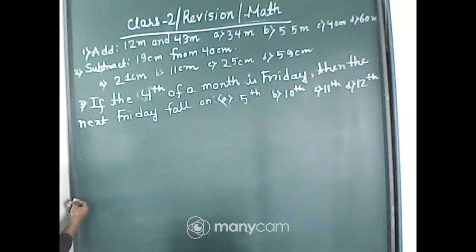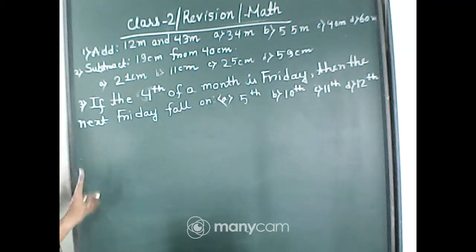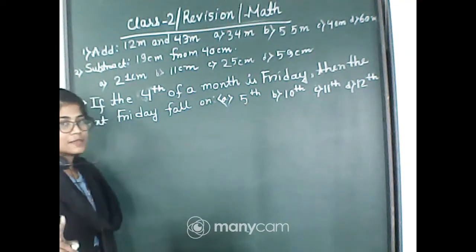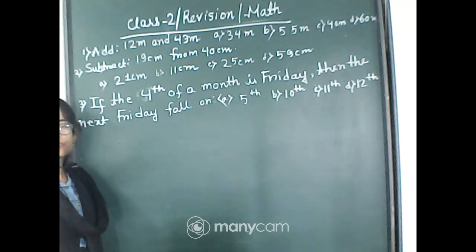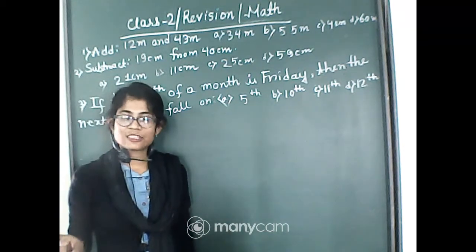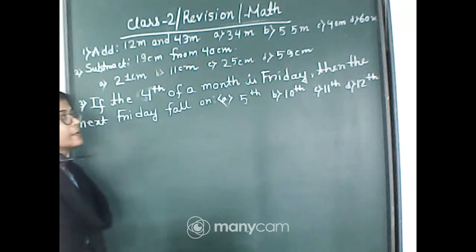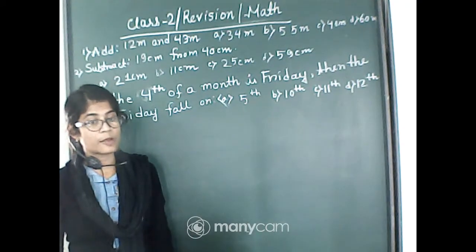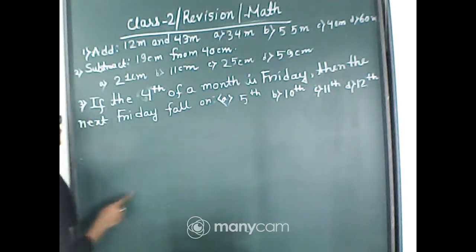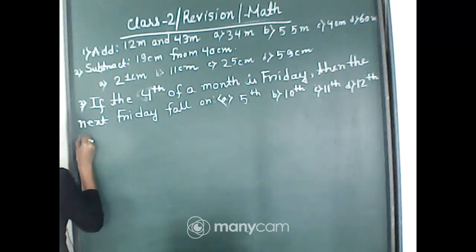Now the third question is, if the fourth of a month is Friday, the date means February, just think February, okay? Just think that 4th February is Friday. Now next Friday, what will be the date? Is it 5th February? Is it 10th February? Is it 11th February? Or is it 12th February on the next Friday, okay? After 4th.